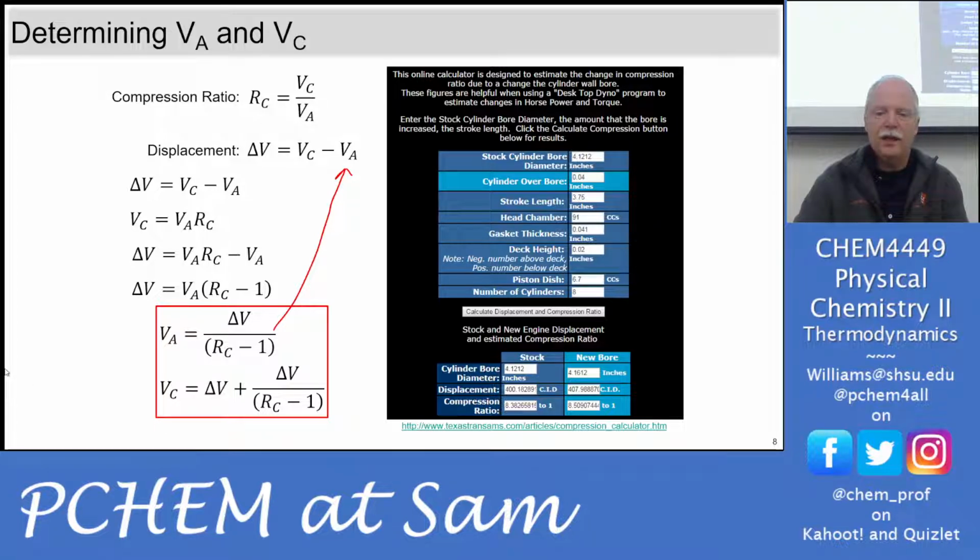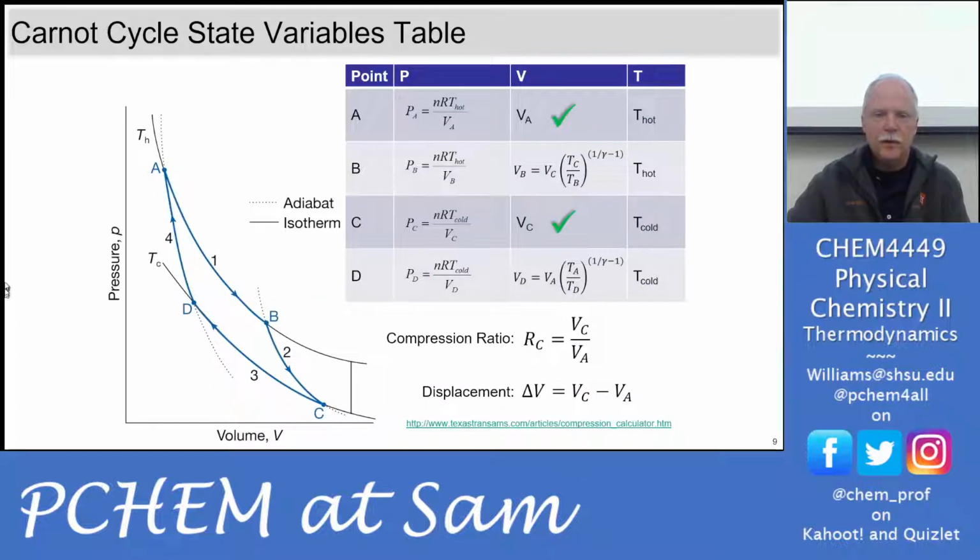So again, we could take this, like this is cubic inches here for this Trans Am, 400 cubic inch engine, and here's the compression ratio. So we could figure out what the smallest volume is and what the largest volume is for this engine. And so using those two equations, we can get VA and VC.